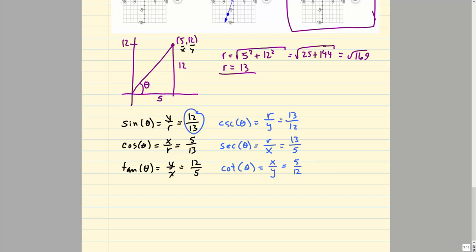So now I found these ratios of my trig functions. Now we're not doing much with these right now. What we're doing with them right now is just learning how to find them. Now some of you may be familiar with Sohcahtoa. So I want to talk about Sohcahtoa real quick.